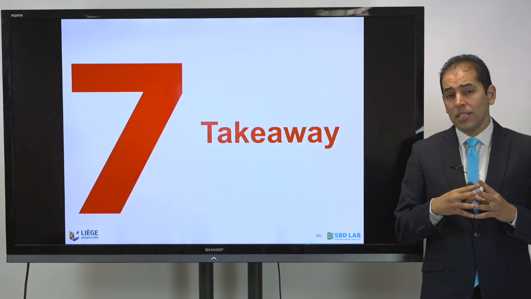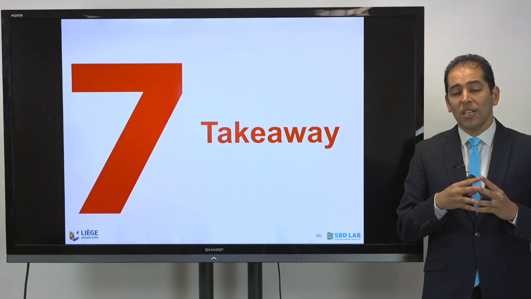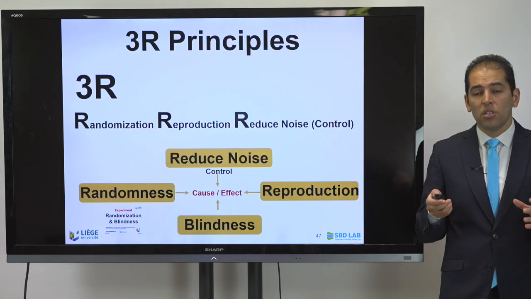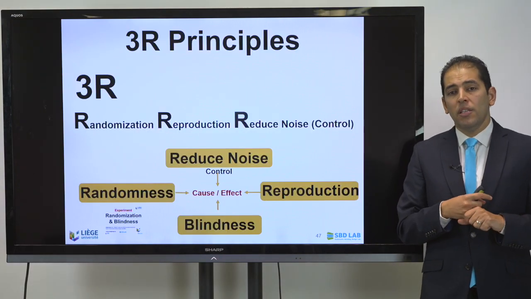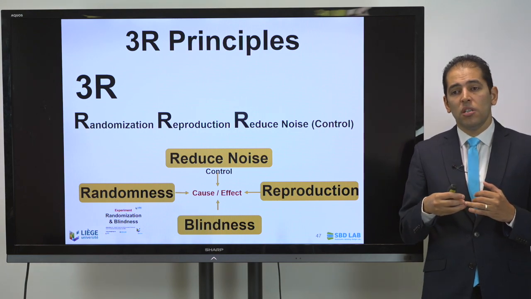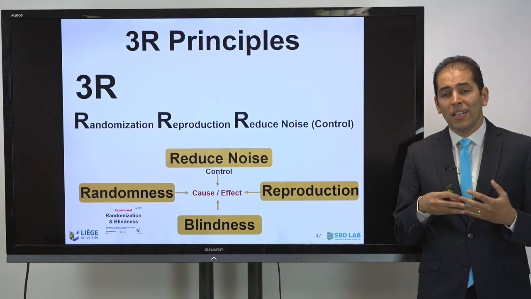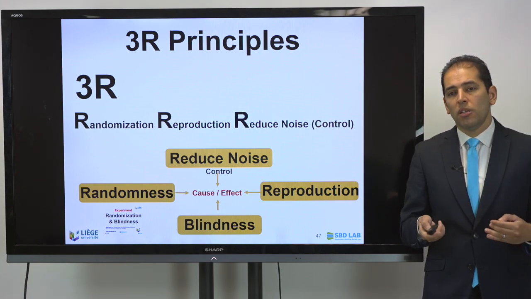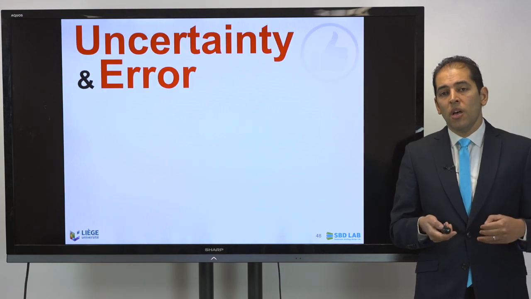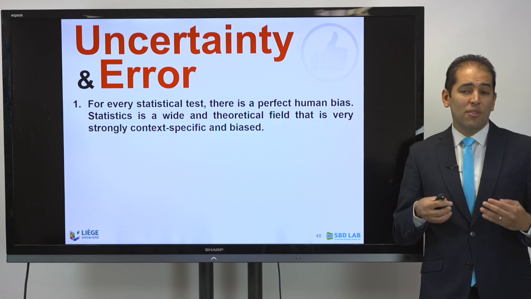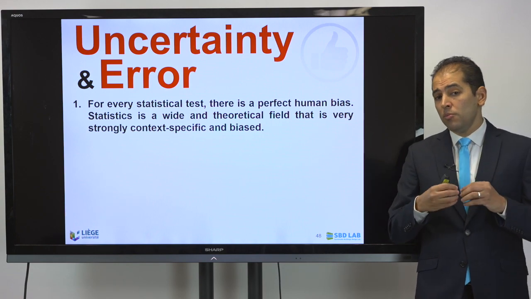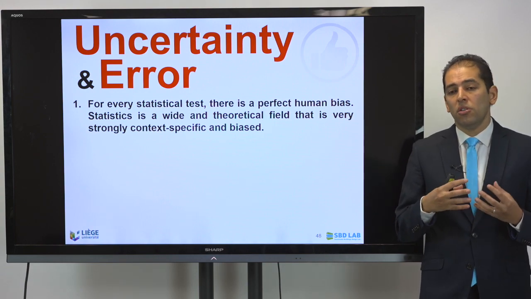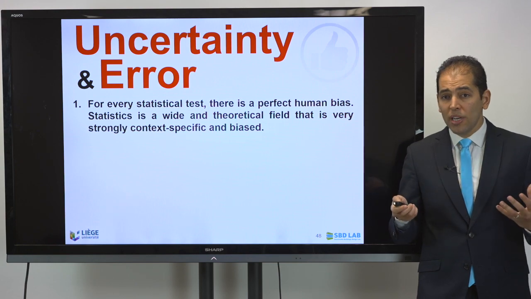Well, this is it for today's presentation on uncertainty and error calculation in statistical analysis. Some takeaway messages: don't forget the 3R principle in observational research: randomization, reproducing, and the blindness, and the reproduction or the replication. Those are very important actions that we always need to remind ourselves about and exercise. When we talk about uncertainty and error, for every statistical test, there is a perfect human bias. Statistics is a wide and theoretical field that is very strongly context-specific, biased, and too abstract.